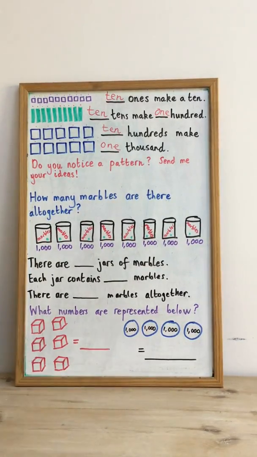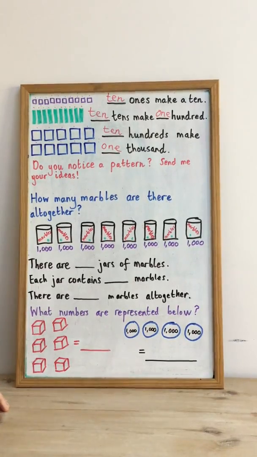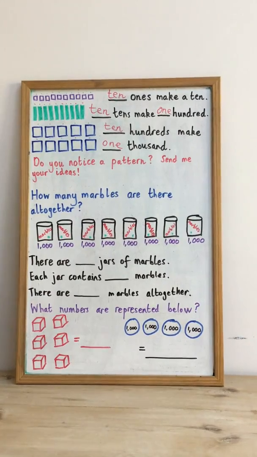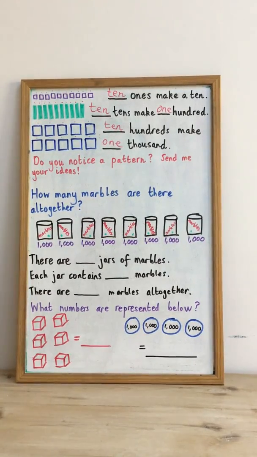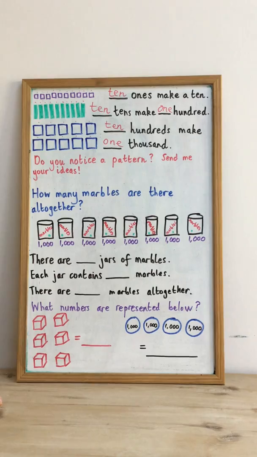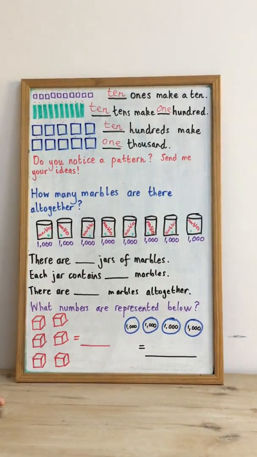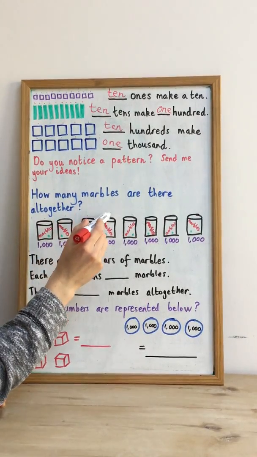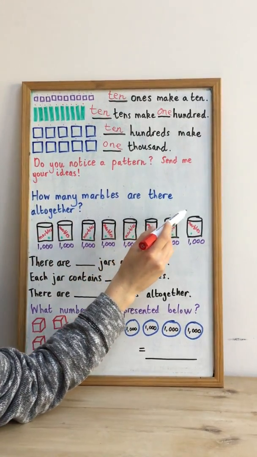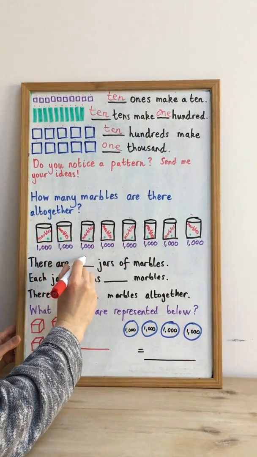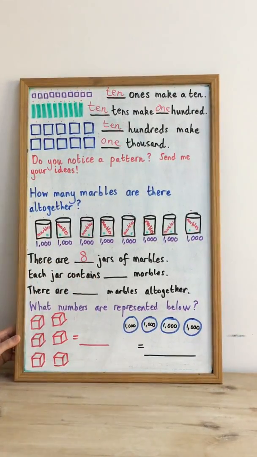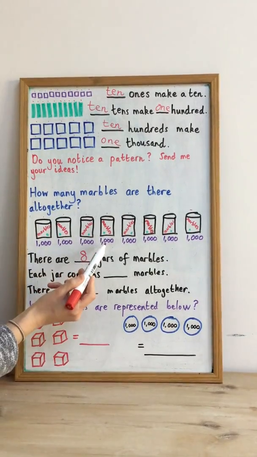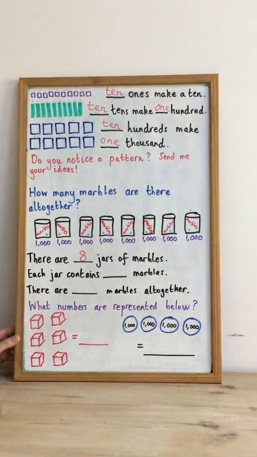We're going to just solve a problem involving some marbles now. So each of these drawings represents a jar of marbles. Now, firstly, let's work out how many jars there are altogether. So, 1 jar, 2, 3, 4, 5, 6, 7, 8. So there are 8 jars of marbles. Each jar, as you can see I've written underneath, contains 1,000 marbles.